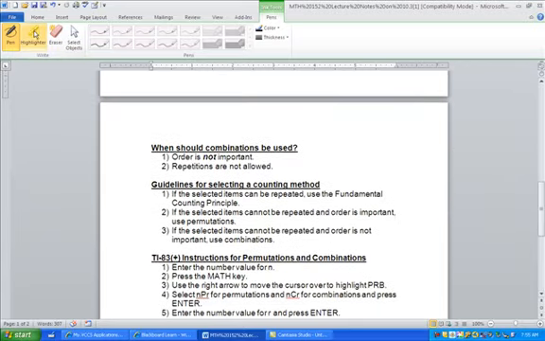Alright, so just to reiterate, when should combinations be used? Order is not important. Repetitions are not allowed. Now, the biggest problem I think students have is with selecting the correct counting method. So if the selected items can be repeated, we want to use the fundamental counting principle. If the selected items cannot be repeated and order is important, we use permutations. If the selected items cannot be repeated and order is not important, we use combinations.